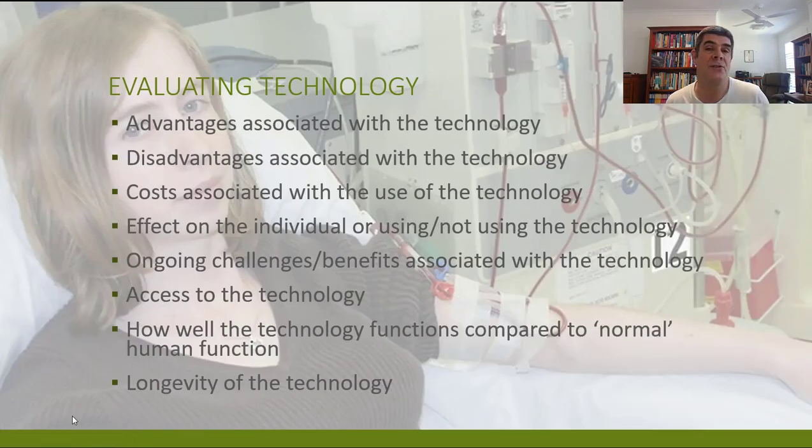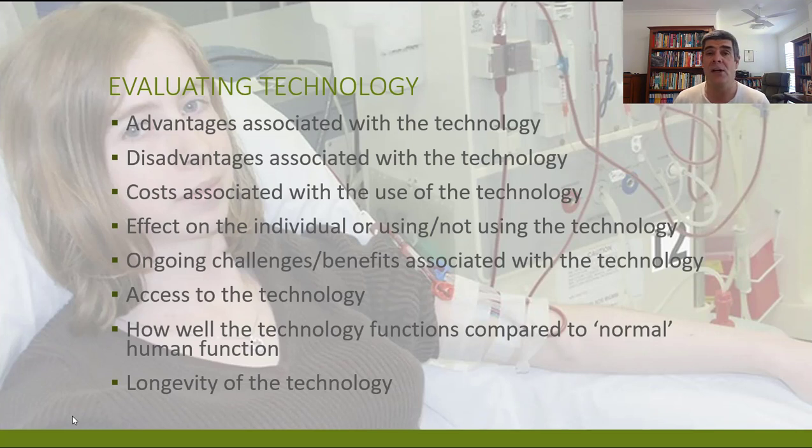So let's do this in two steps. Let's first of all go through our little checklist of the sorts of things that we might be looking for when we're evaluating technology. Are there any advantages associated with the technology? Hopefully the answer to that is yes, because otherwise why would we use it? So what are some of those advantages of using this particular technology with this particular disease or disorder? Are there any disadvantages? Are there any things that we need to be aware of in terms of perhaps negative effects associated with the use of these technologies?